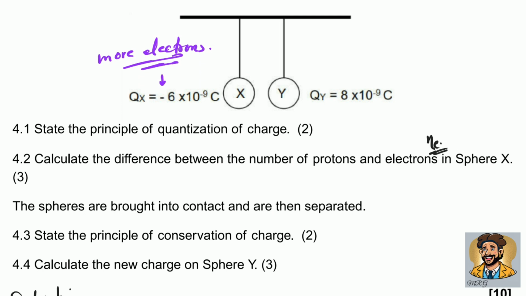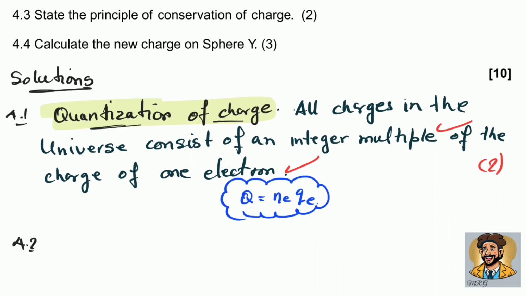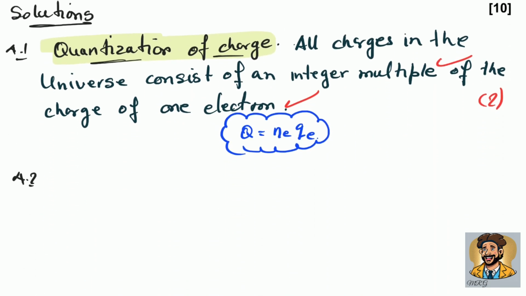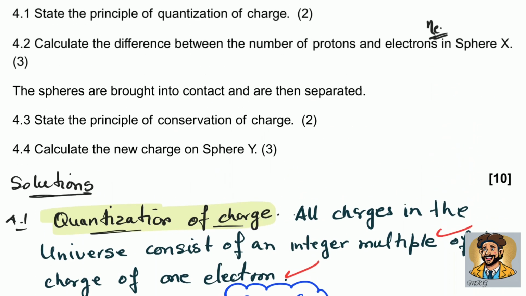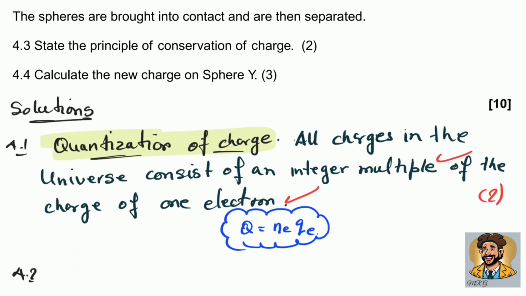So all they are asking in this weird question, calculate the difference between number of protons and electrons, is how many extra electrons does this charge have. That's why they say the difference between protons and electrons, because it has a certain number of electrons in excess, more electrons than protons. The charge is negative 6 times 10 to the minus 9, and we can answer the question right at the bottom here. Let's answer at the bottom here.